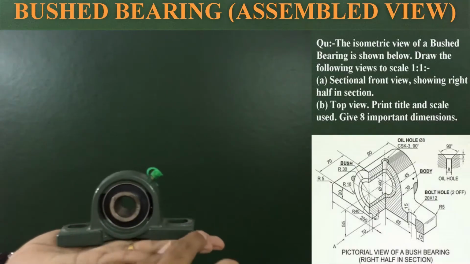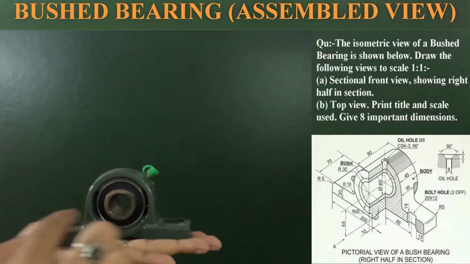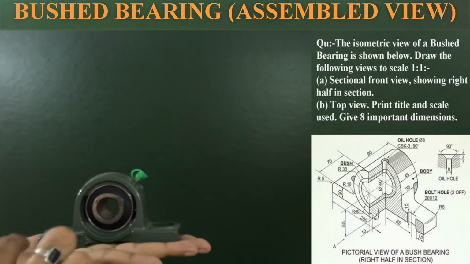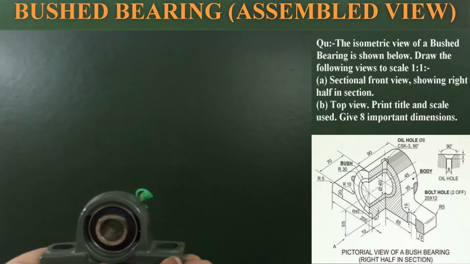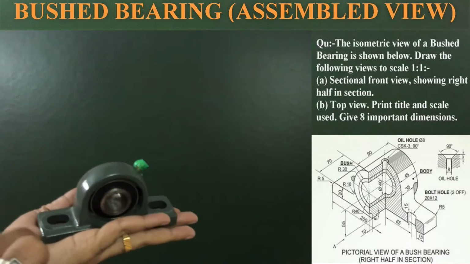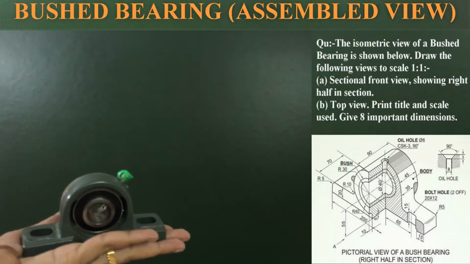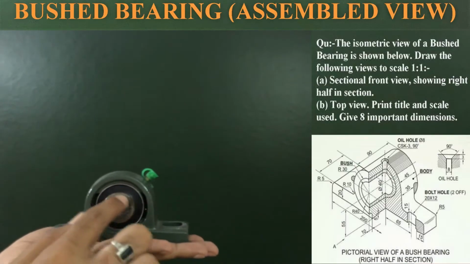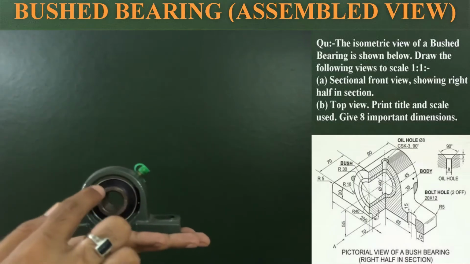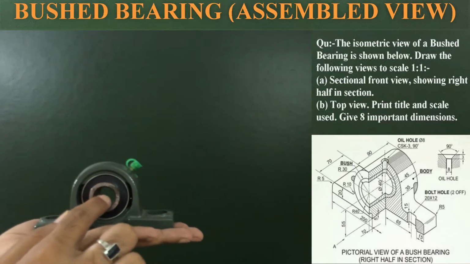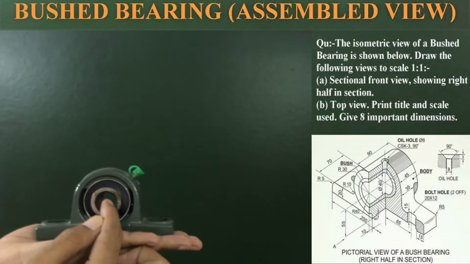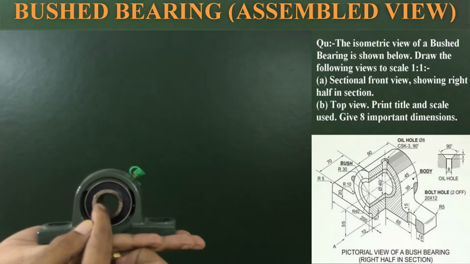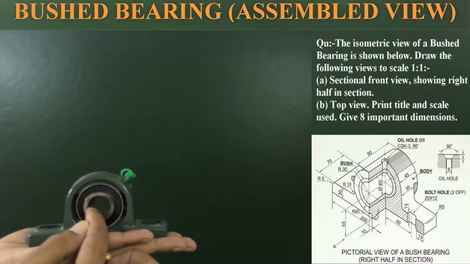So first is the length of the bearing, or the length of the base or foundation of the bearing. This is 200, and this is 70. Width of the base is 70. Then this point, the center of this bush or center of this circle, is the center. So from the center, the radius, or inner dia of the bush, is 40, so radius is 20.